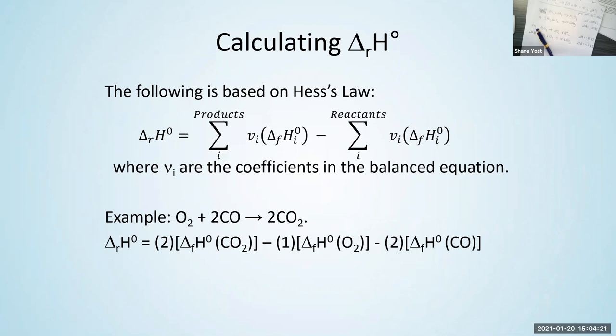Then I would look up in a table what the enthalpies of formation are for CO2 and CO. The enthalpy of formation of O2 is 0, so I don't even need to look that up. But I look up the enthalpy of formation of CO2 and CO, and that information will then give me the enthalpy of the overall chemical reaction that I'm concerned about.